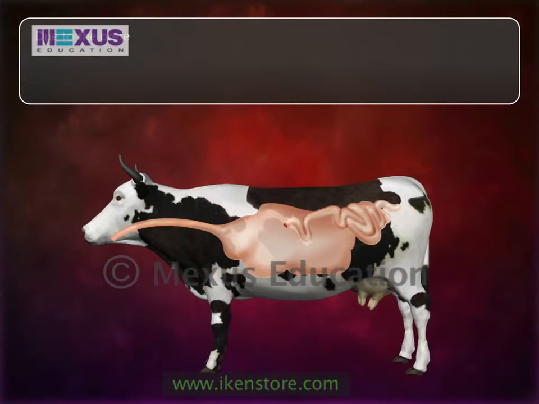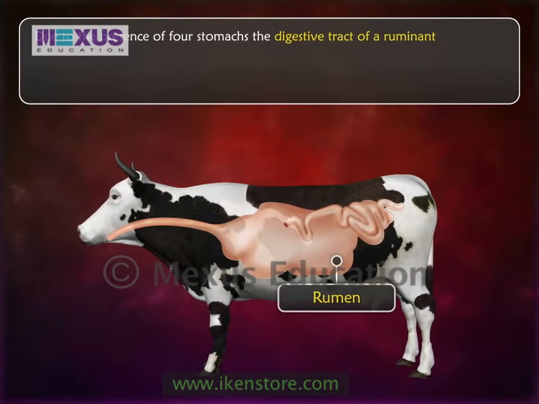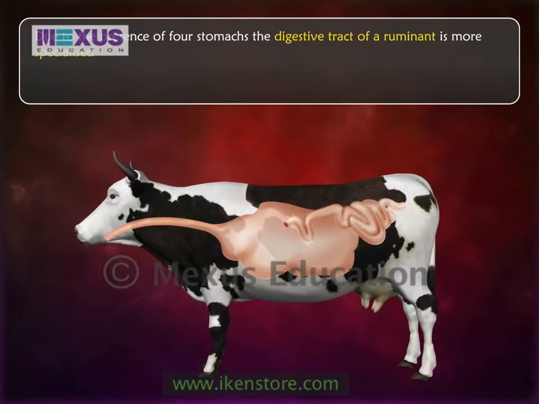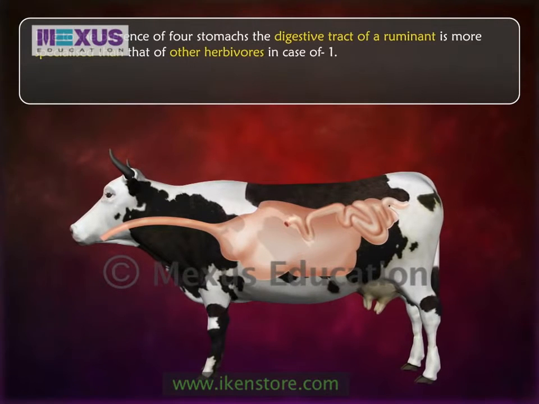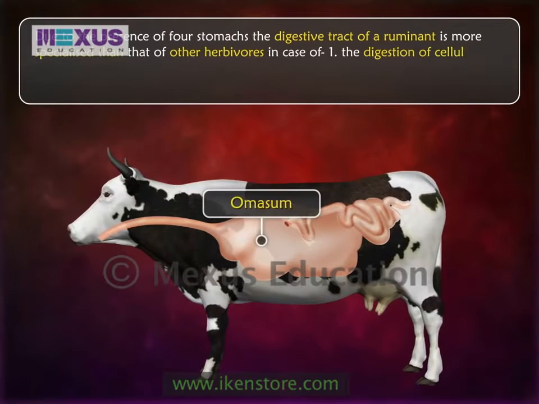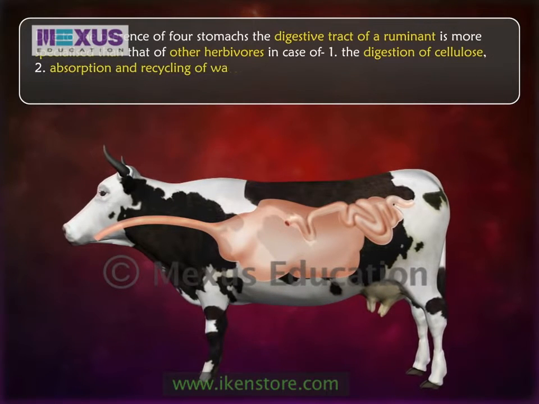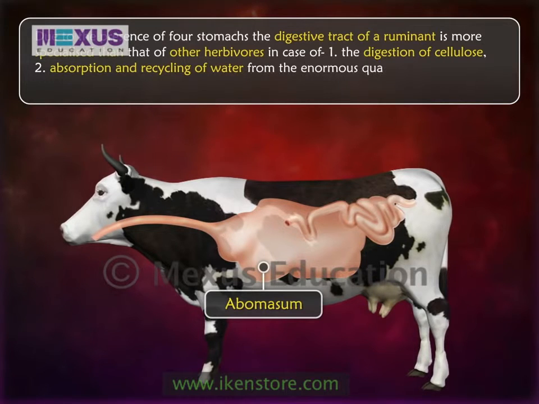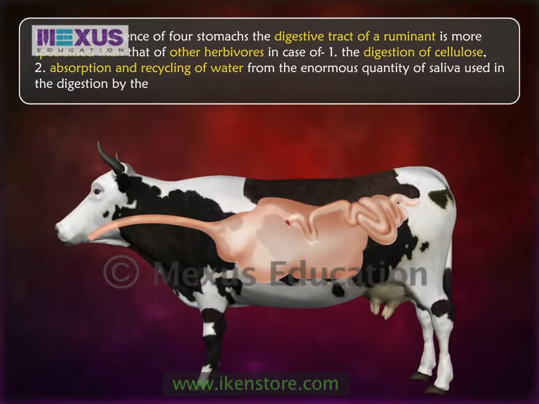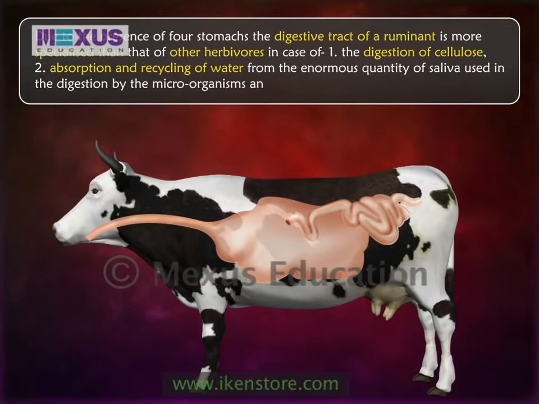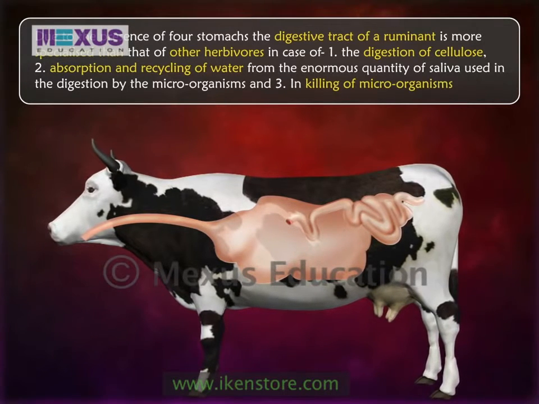Due to the presence of 4 stomachs, the digestive tract of a ruminant is more specialized than that of the other herbivores in case of: 1. the digestion of cellulose, 2. absorption and recycling of water from the enormous quantity of saliva used in the digestion by the microorganisms, and 3. killing of microorganisms by acids.